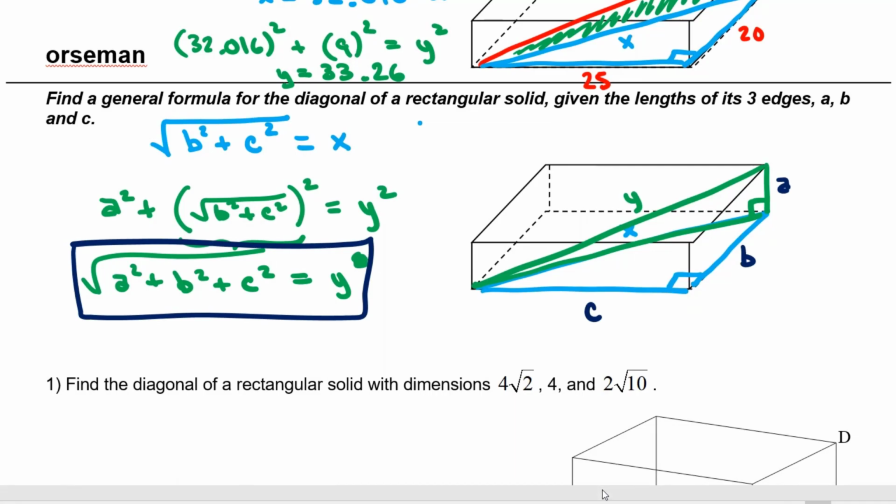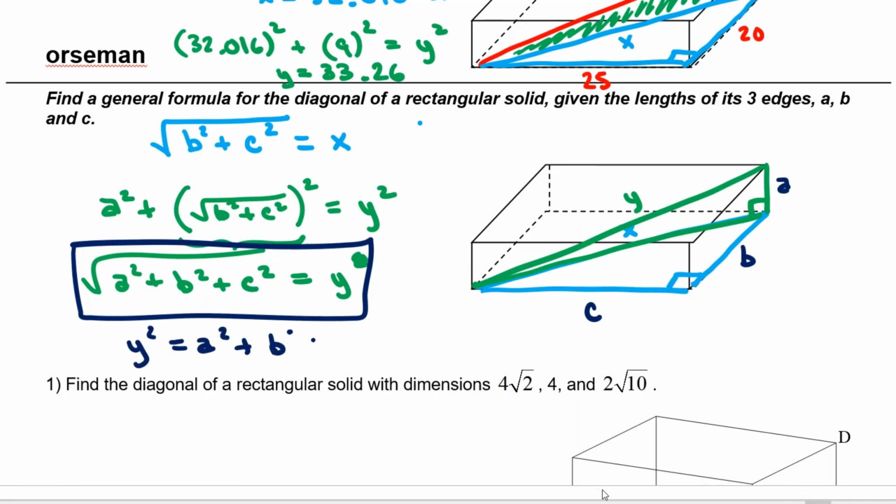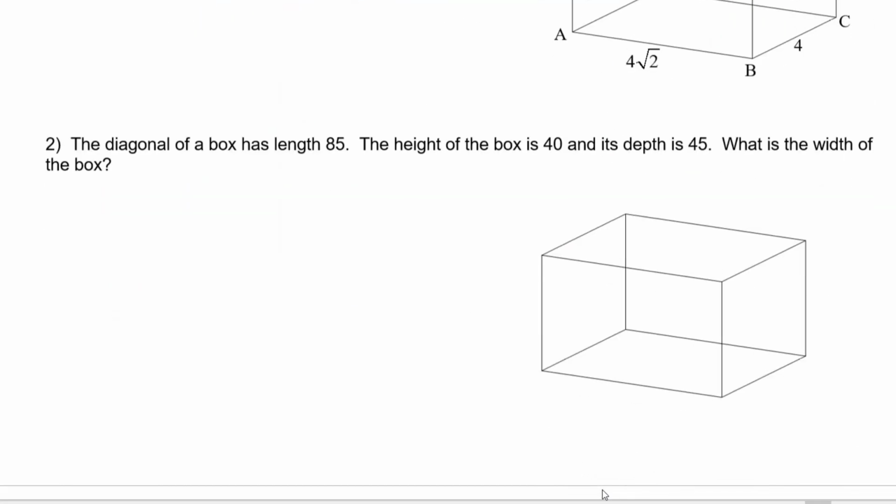Right, and if you think about this formula, y squared equals a squared plus b squared plus c squared, it's basically the Pythagorean theorem with an added portion to compensate for the extra dimension. So let's try one problem.